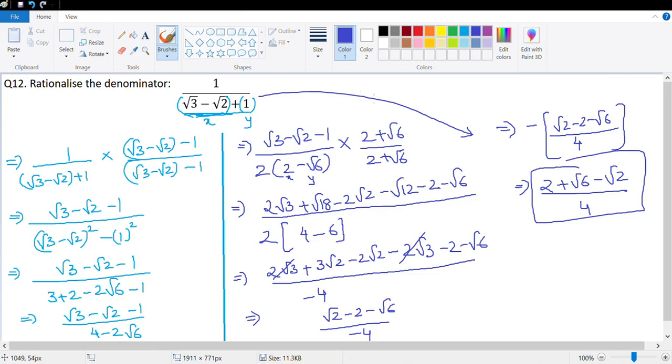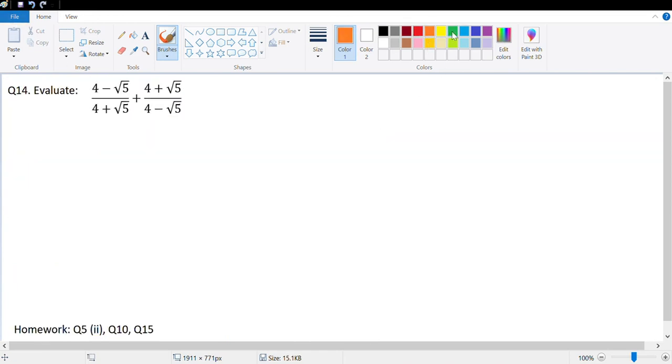Please note we had to rationalize it twice. This was our first rationalization and this was our second rationalization. This will be required when you have in the denominator 3 terms and out of which 2 terms have a root sign. Let's look at the last question of this exercise that I do with you. The last question is question number 14.